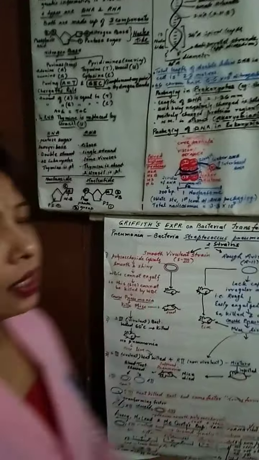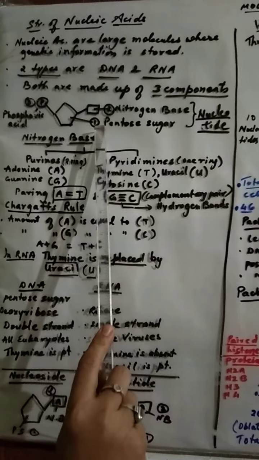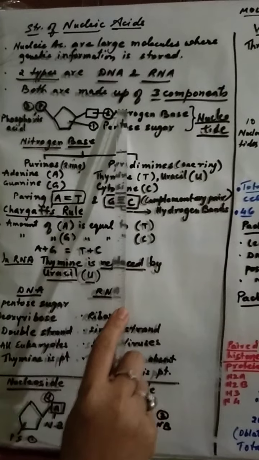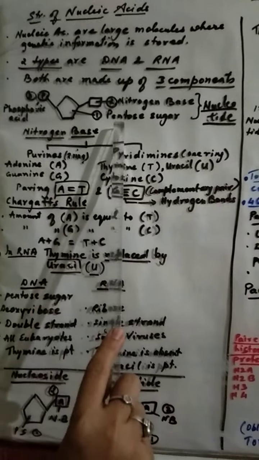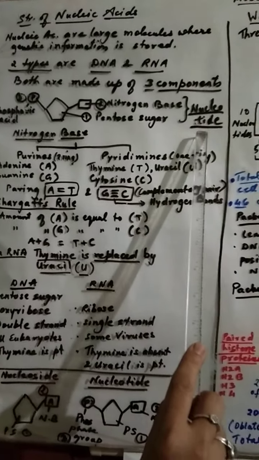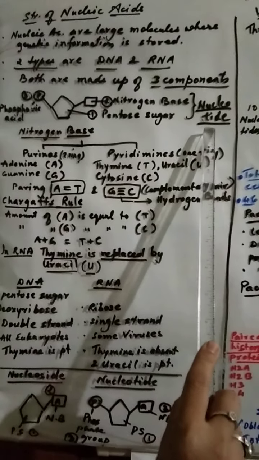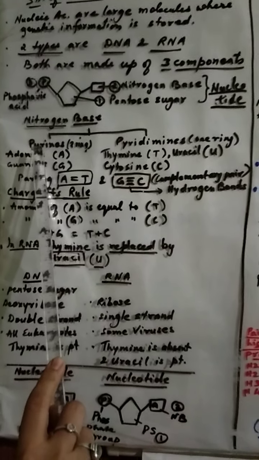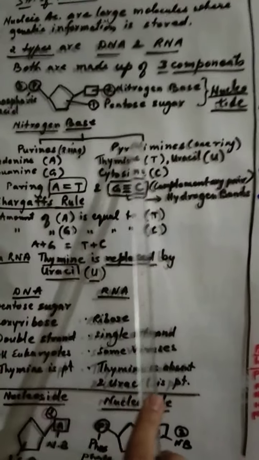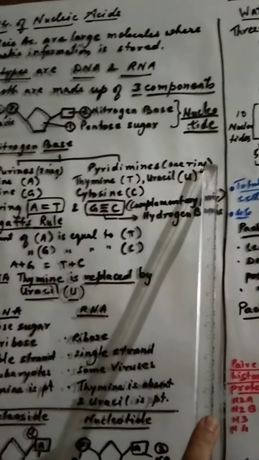So let us see. Both DNA and RNA are made up of three components: pentose sugar, nitrogen base, and phosphoric acid. All three components together form one nucleotide. Now, what are nitrogen bases? They are of two types: purines, made up of two rings, and pyrimidines, which have one single ring.